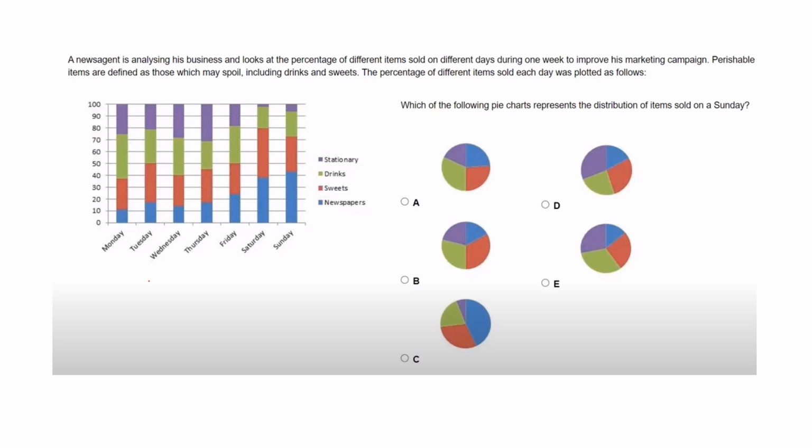Yeah, so hopefully you found a relatively easy one, and that in the test would hopefully have been like a 10-second question to give you time for the more complicated ones that come later on. Because really all you have to do with that one is notice that on a Sunday, the easiest one is to notice that almost half of the things sold were newspapers, because it's 40-something% were newspapers. So you just look for the pie chart that has almost half of the circle shaded in blue, which is C. So that's a nice, easy one to start with.